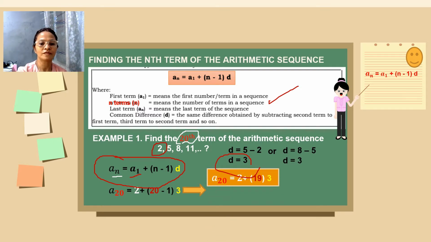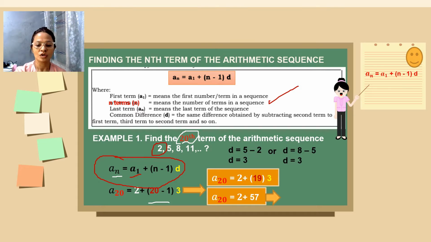So we have a sub 20 equals 2 plus 19. 20 minus 1 is 19, times 3, that is 57. 19 times 3 is 57. So the 20th term is 59.